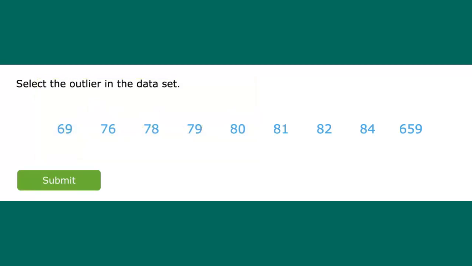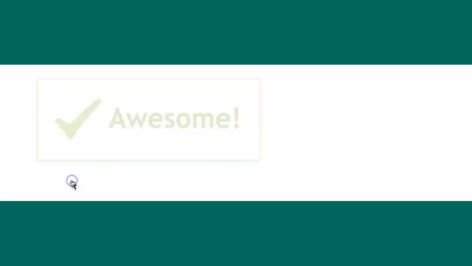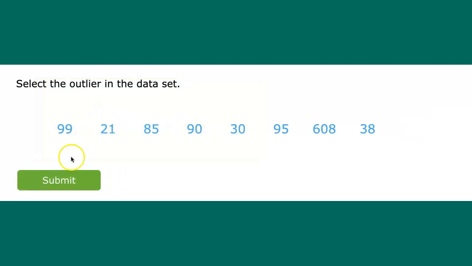So here's another one. Select the outlier on this data set. Obviously it is 659, because just by looking at the numbers, 659 is so obvious to become our outlier. In this one, we have 9, 21, 85, 90, 30, 95, 608, and 38. Sometimes you're so quick and you will say, wait a minute, it's 21, because it's far from 99 and 85. But look, there's a 608. So we'll pick 608, unless it's in the worksheet and tells you what the outliers of the set of data are.